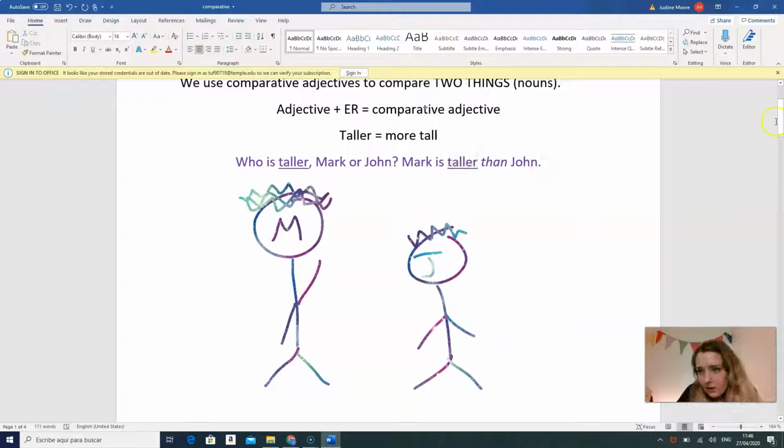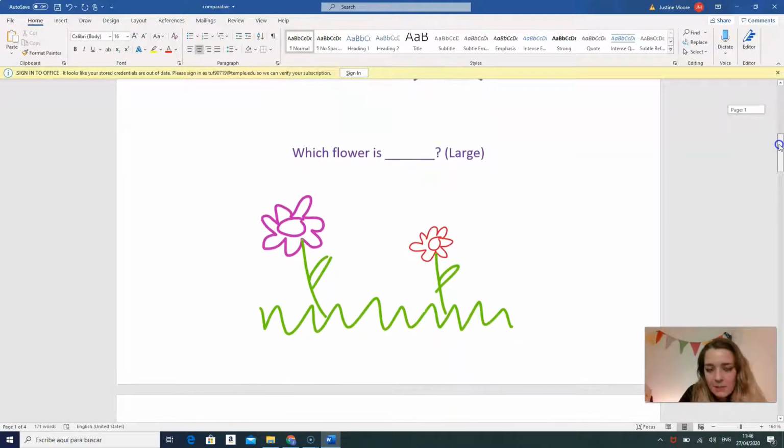All right, now let's go to the next one. Same thing. We have to look at the picture, complete the question, and then answer it. So the question is, which flower is, and then we have the adjective large. We want to know which flower is more large, but we want to use the comparative adjective plus er. So what will we put here? Which flower is larger? Larger.